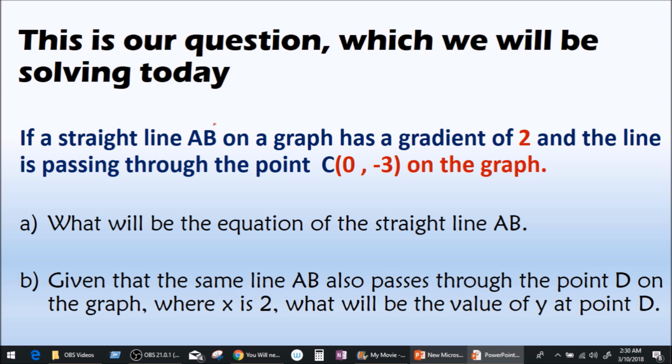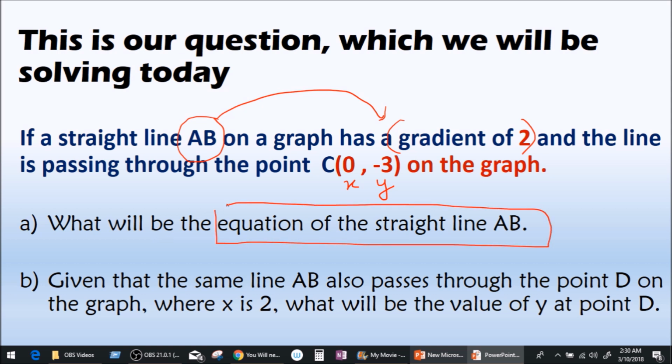So let me explain the question really quick. This question is talking about a straight line AB on a graph, and that straight line has a gradient of 2. And the line is also passing through the point C on the graph where the value of x is 0 and y is -3. Part A of the question is asking you to find the equation of the straight line AB. And part B is asking you to find the value of y at point D when x is equal to 2.